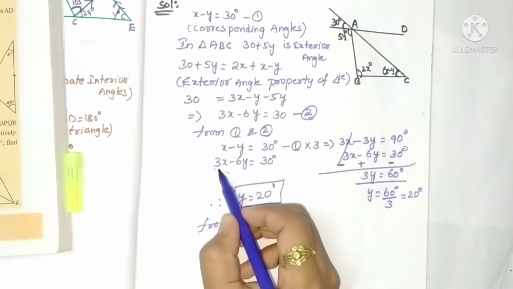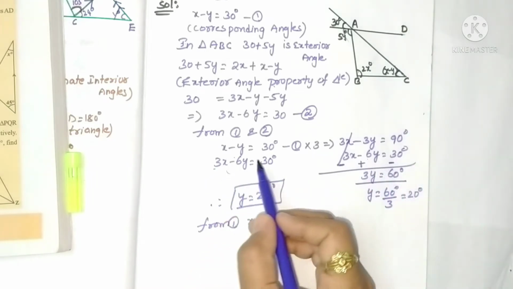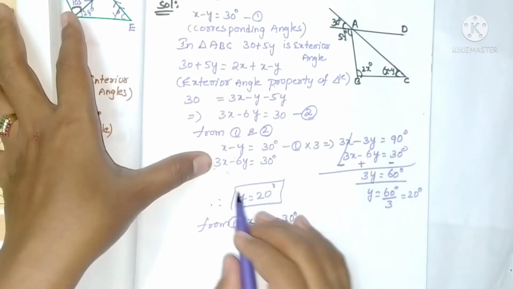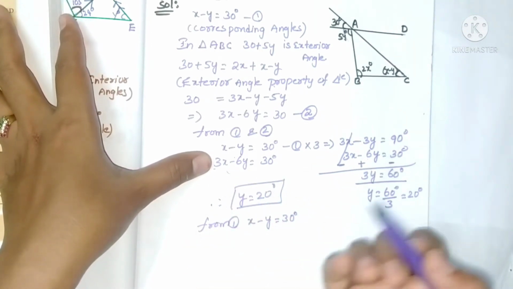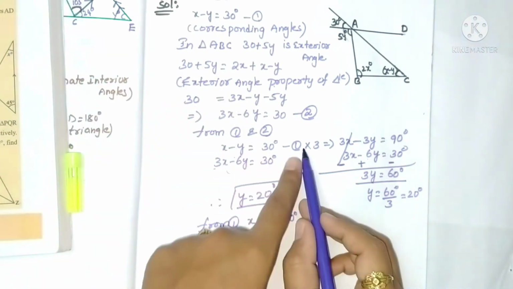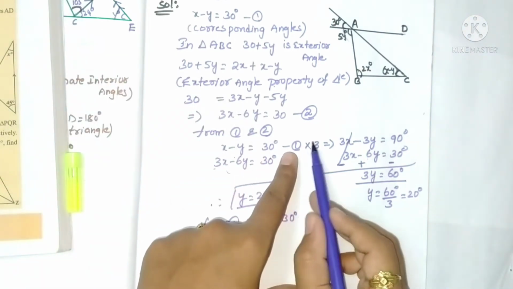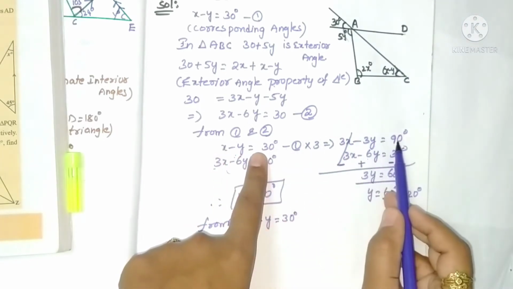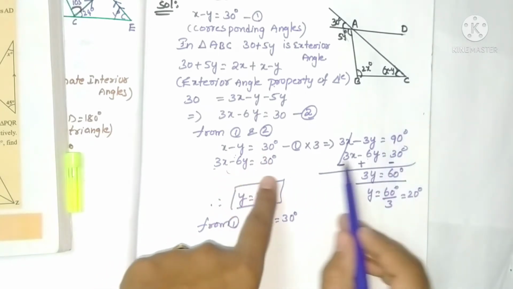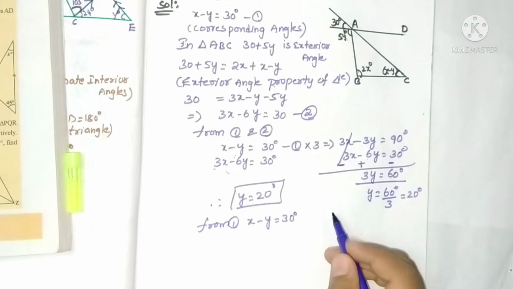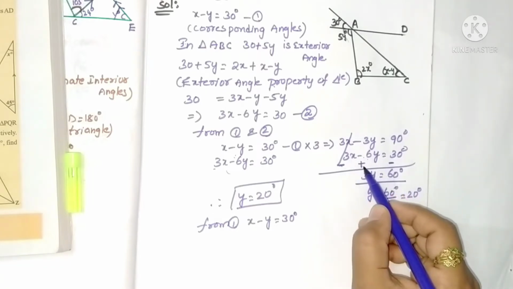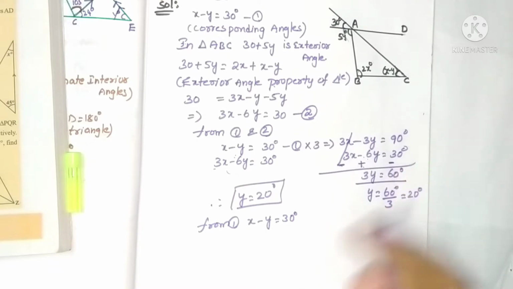Here we have to equalize either the x terms or the y terms, so that one of them cancels. For that I am multiplying equation 1 with 3. So 3 into x is 3x, 3 into y is 3y, and 3 thirties are 90. And the second equation is the same. Now I am subtracting. When we subtract, plus into minus is minus, so we have to change the symbols. Again minus into minus is plus, plus into minus is minus.